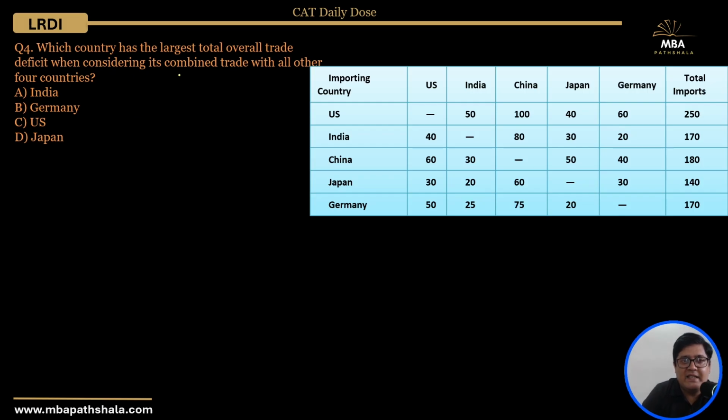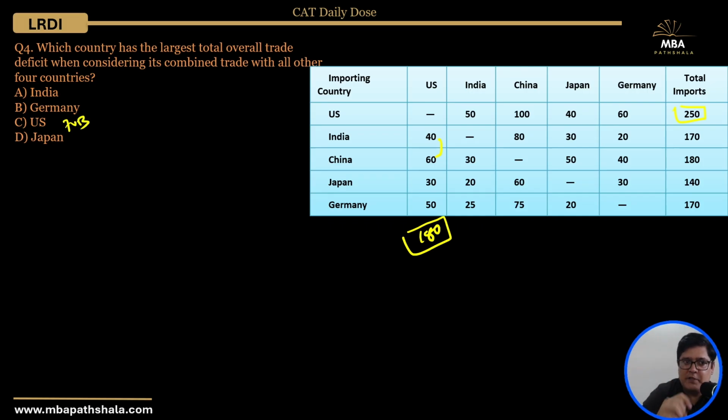Which country has the largest total trade deficit considering its combined trade with all countries? Very good. So I'm supposed to add all the vertical columns and see which has the highest trade deficit. You can apply common sense in real life. Which country has the highest trade deficit? You'll have the answer. 180. This is 180, so this is what America exports. This is what they import. So they have a trade deficit of 70 billion. I'm looking for deficit. I don't want surplus.